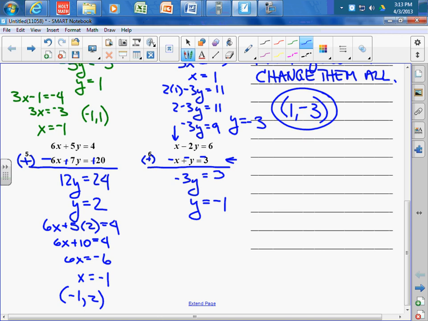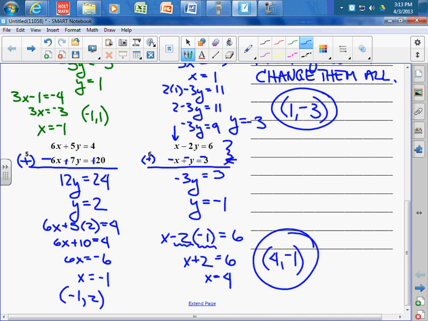Now I'm going to put this back into the top equation. But we have to be careful about all of our signs. We've got minuses, negatives, subtract, add, multiply, divide, positive and negatives. Make sure you write it down correctly. The y is negative 1. Now, this says negative 2 times negative 1 is positive 2. Equals 6. Subtracting 2 from both sides, I get 4. So my point of intersection is 4, negative 1. And what that means is if we were to graph these two lines, they would intersect at 4, negative 1.